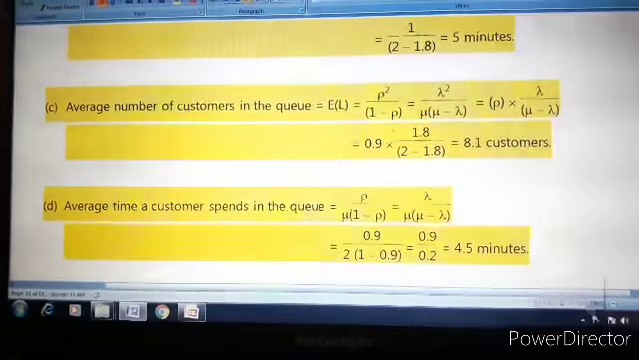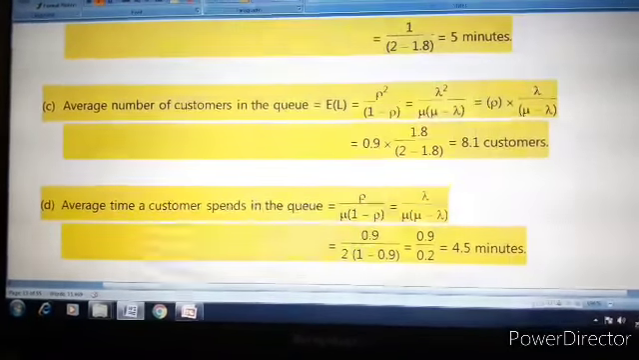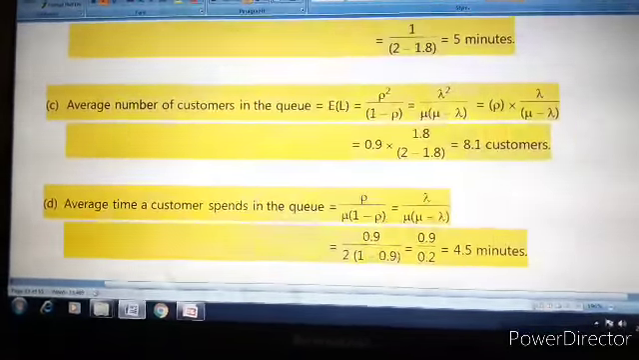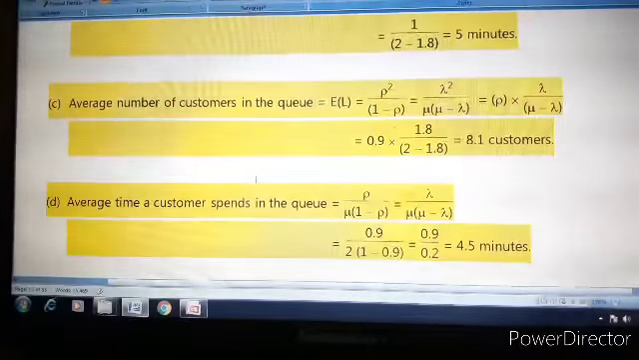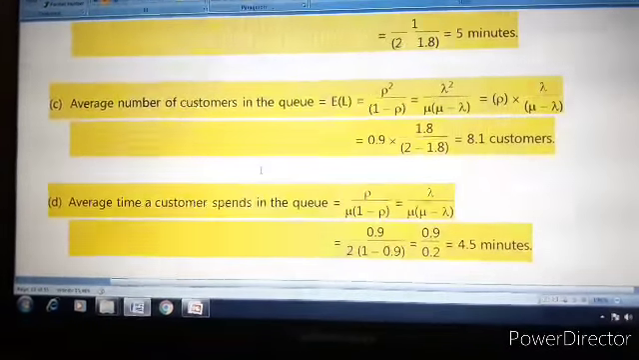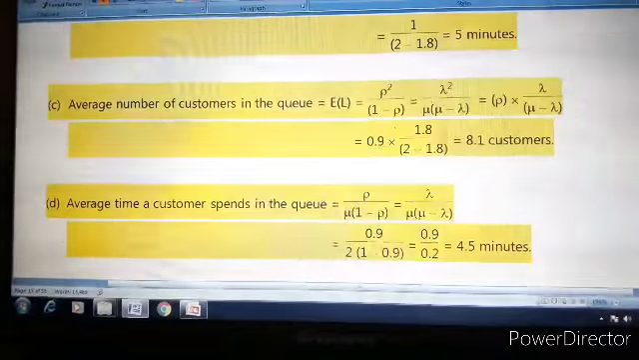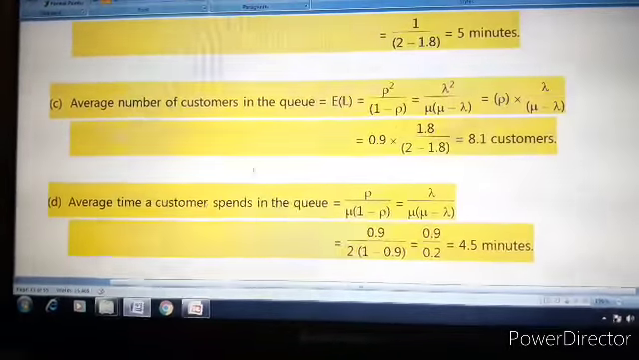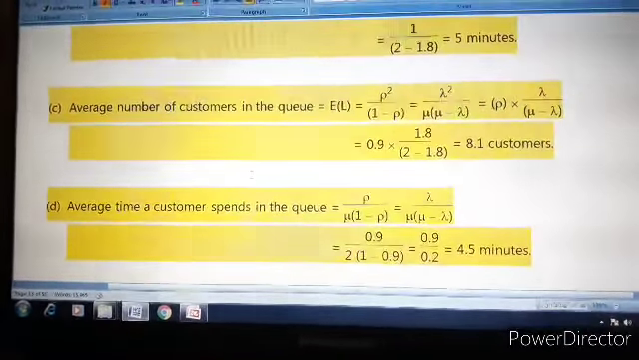So in this way we have obtained all the parameters that were asked in the statement of the numerical. Now these are the practice of numericals on the queuing models or waiting line models. In the next lecture we will practice similar numericals.